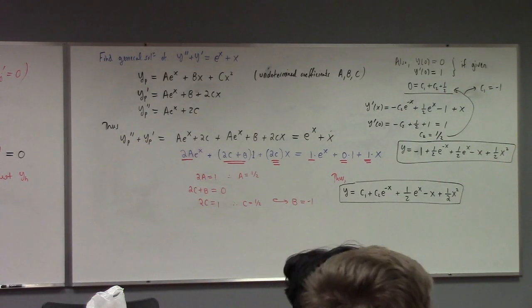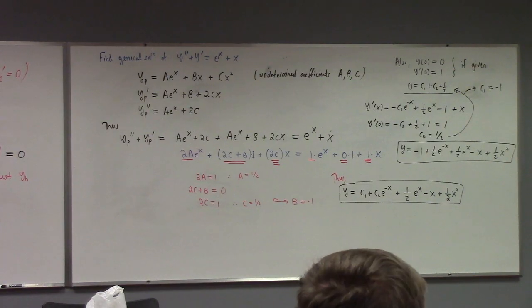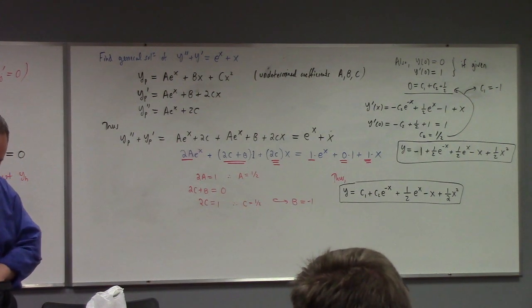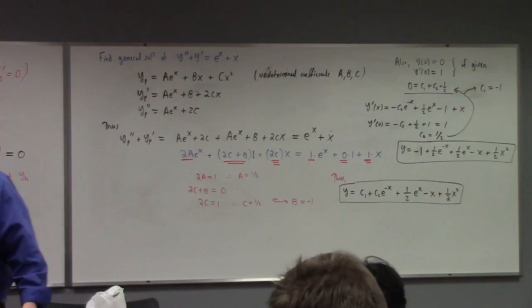So. All right, so this is the method of annihilators, and we could do more of these. But I want to show you guys the other technique, all right? The other technique is variation of parameters.